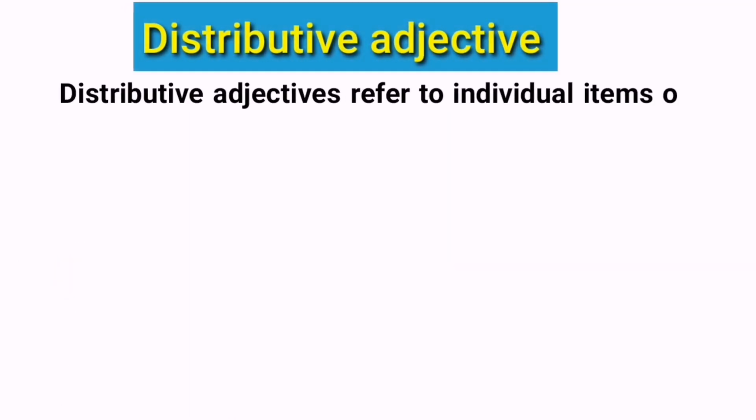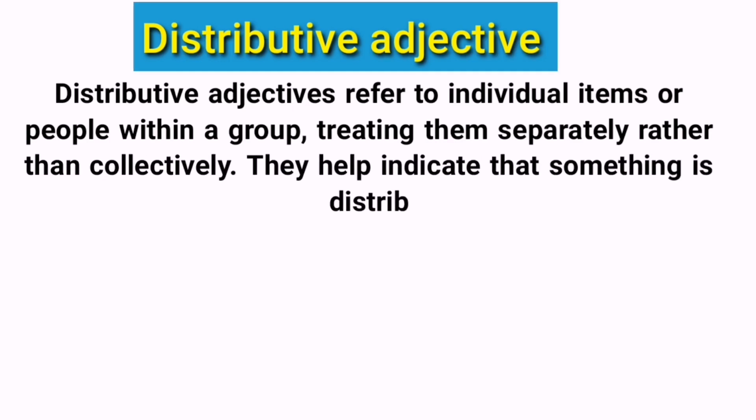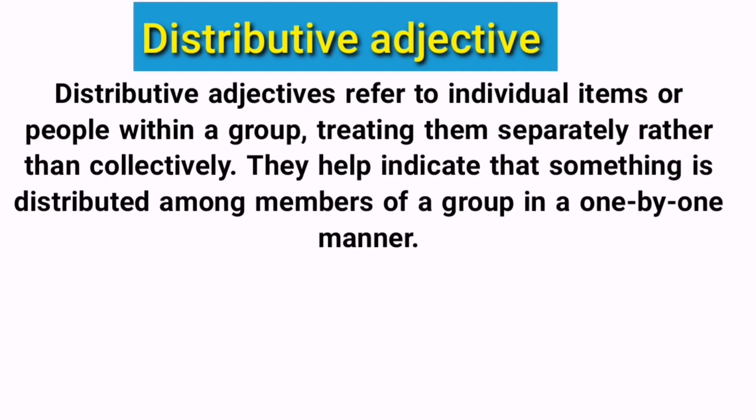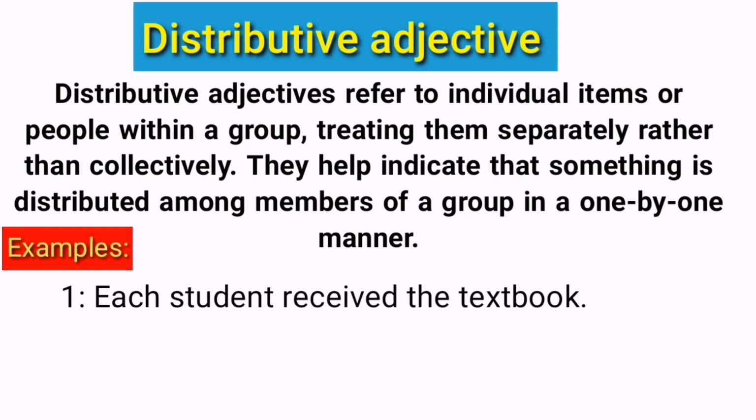Distributive adjectives refer to individual items or people within a group, treating them separately rather than collectively. They help indicate that something is distributed among members of a group in a one-by-one manner. For example, the sentence, "Each student received a textbook," uses the distributive adjective, each. This adjective emphasizes that every individual student received a textbook separately, emphasizing the individual distribution.